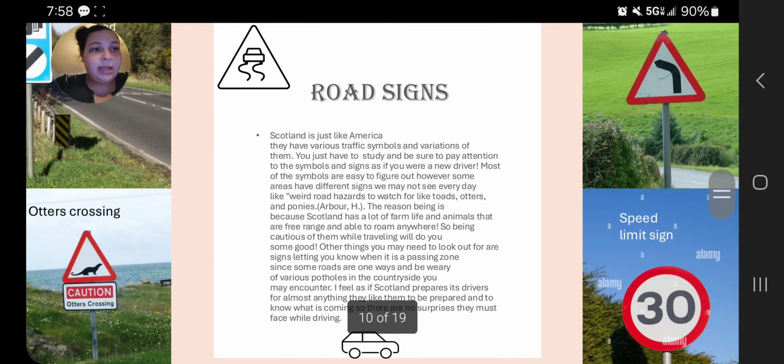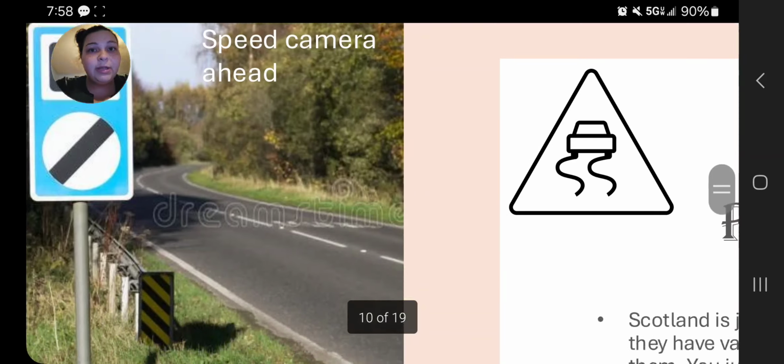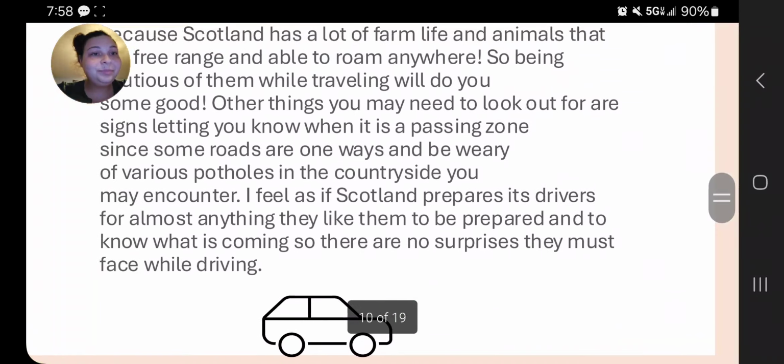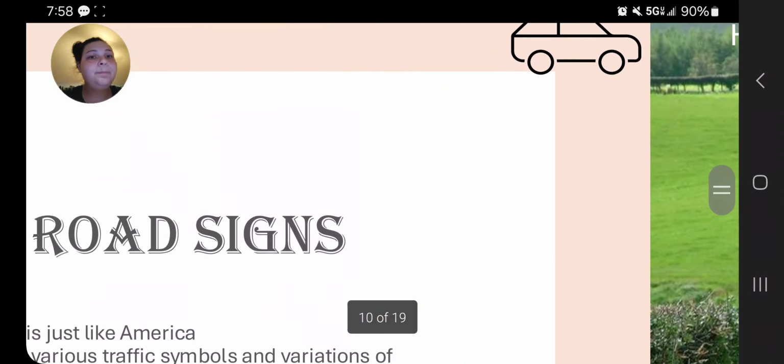The next is road signs. I'm going to zoom in on these road signs for you. Here goes the speed camera ahead. This is the little otter crossing sign. This is the speed limit sign, and this is like a hazard sign.